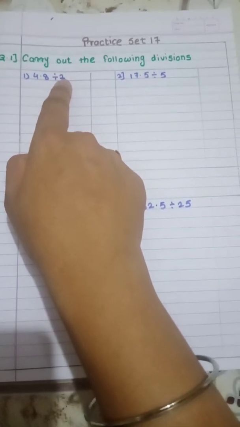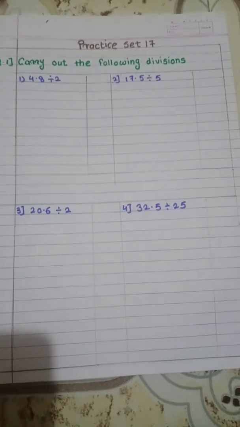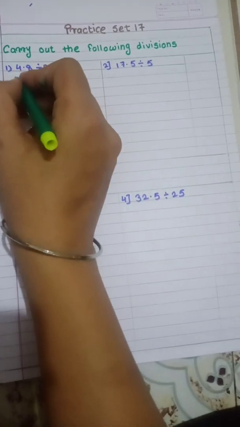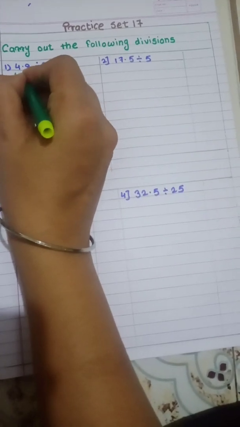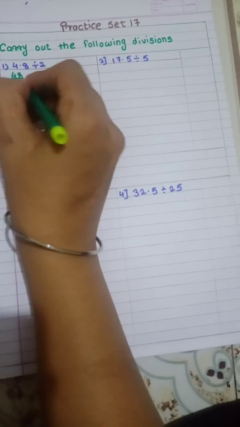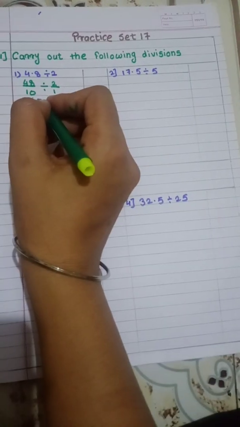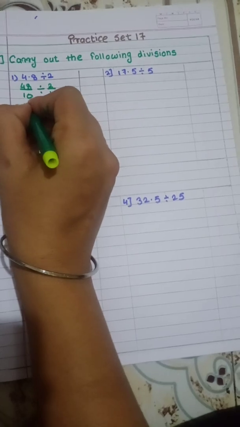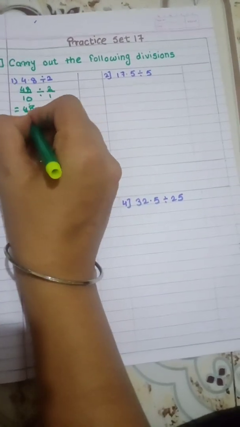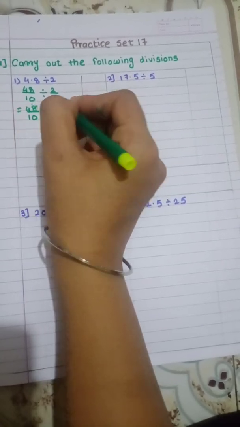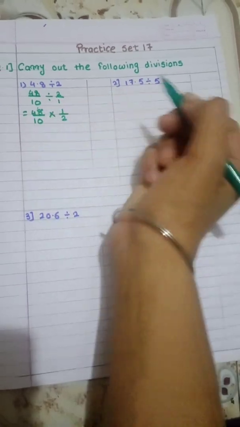So how are we going to do this? Let's see. Here I'll convert this into a common fraction. 48 divided by 10. 48 upon 10 divided by 2 upon 1. Then I'll change it into multiplication. So 48 upon 10 multiply by 1 upon 2. Okay. So I have taken the reciprocal of 2 upon 1.